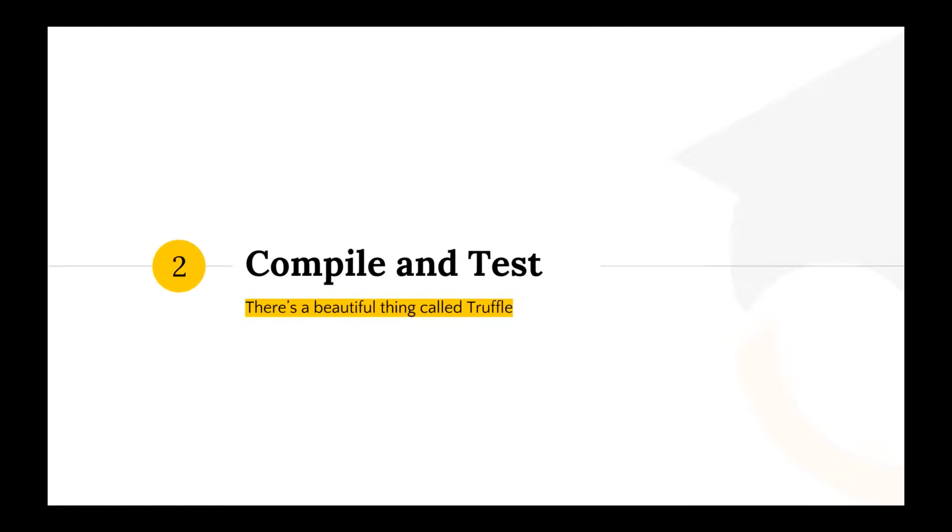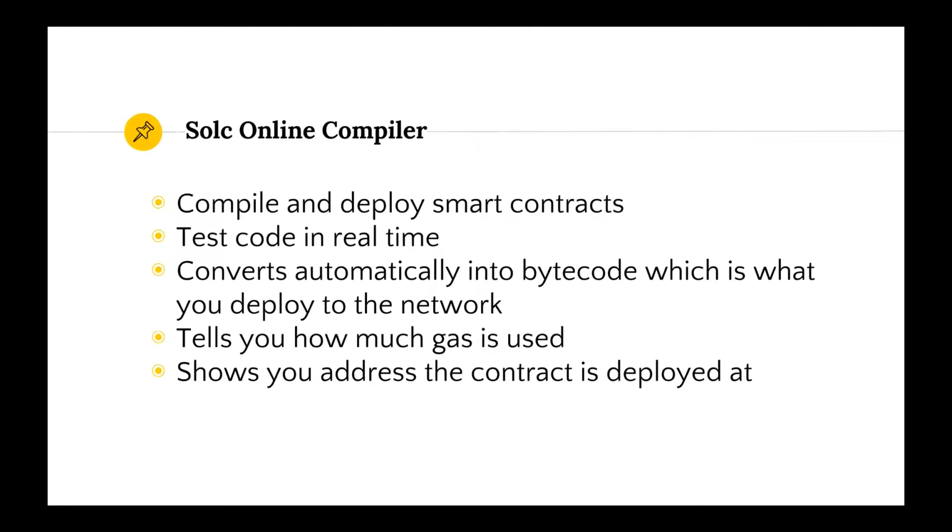So first, we're going to learn how to compile and test smart contracts. The easiest and fastest way to compile a smart contract is by using the Solidity Online Compiler. It lets you quickly compile and deploy smart contracts. It lets you test the code in real time. It converts it automatically for you into bytecode, which is what you deploy to the network. It tells you how much gas you use for your smart contract, and it shows you the address the contract is deployed at.